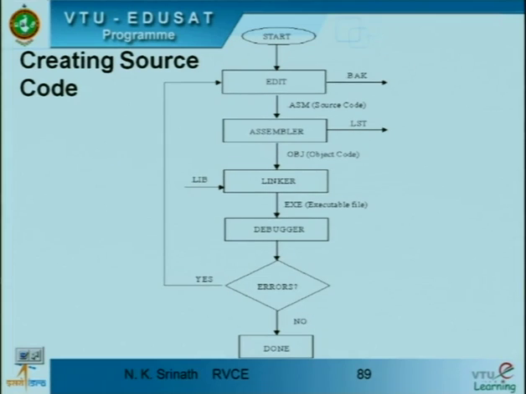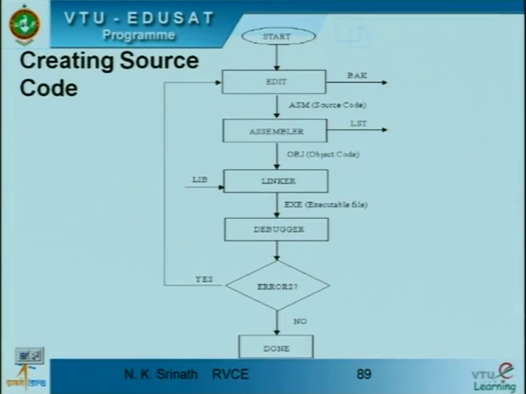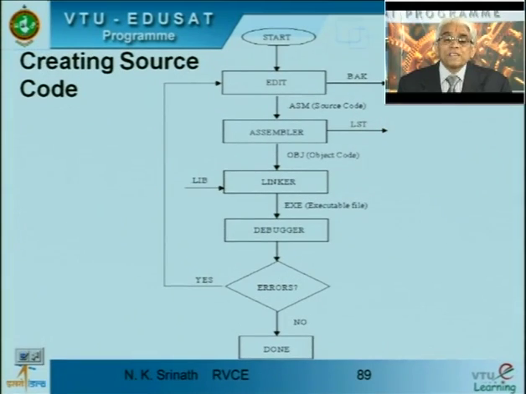Once the program has been written with a .asm extension, you give it to the assembler. The assembler assembles the program and generates what is called an object file. Along with the object file, if you want, you can also get a list file, so the program name with .lst. This obj file has to be linked with the library functions, if you are calling any, to get what is called the executable file.